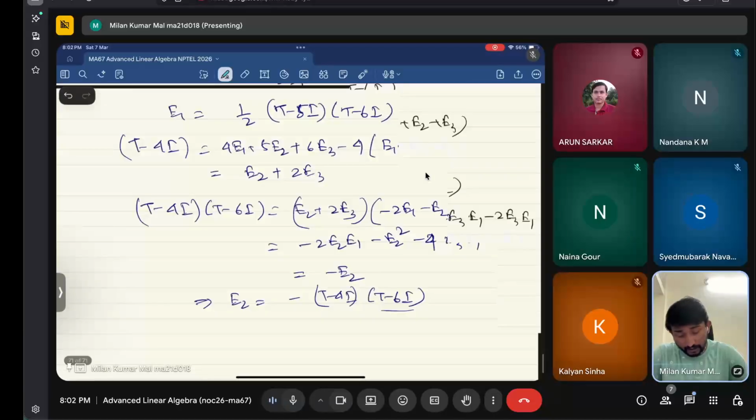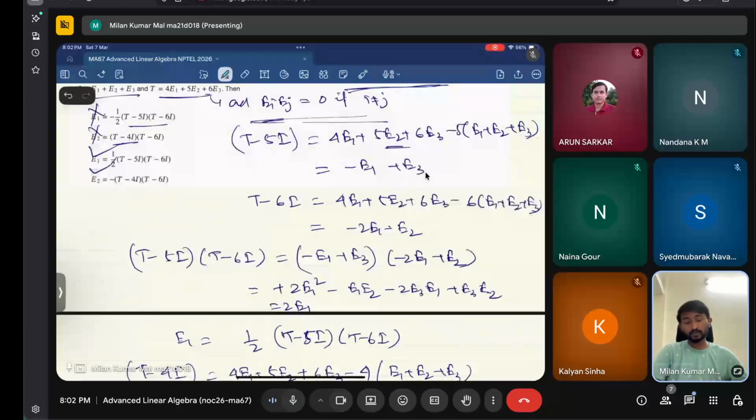So which option is correct? This one is the correct option, so this is an incorrect option, because it equals minus (T minus 4i) into (T minus 6i). So this is interesting. This is clear, right? I hope this is clear.